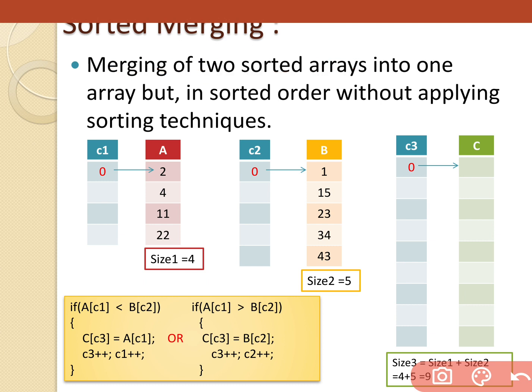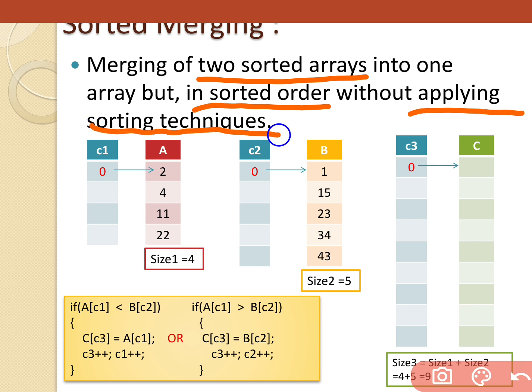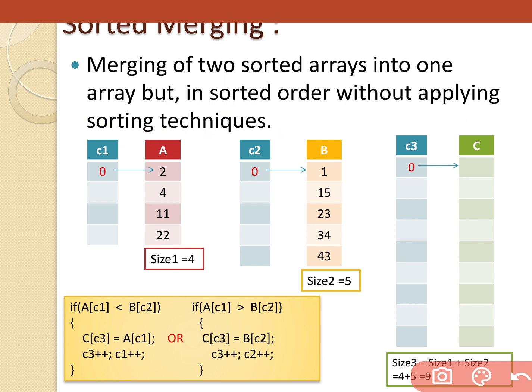Now what we are having? We are having one array, second array. Both should be in sorted order, because sorted merging always contains two sorted arrays in sorted order only, without applying any sorting technique. We are not supposed to apply any sorting technique. Till now, I'm not going to tell you about sorting techniques. Without any sorting technique, you have to sort the array. You don't know any techniques. Then how are you going to do that?